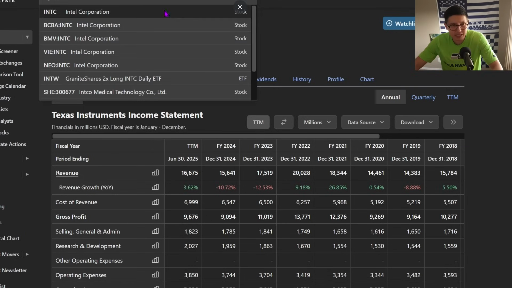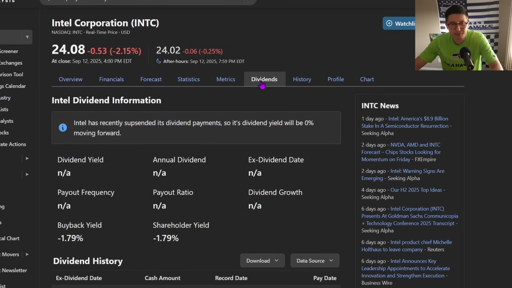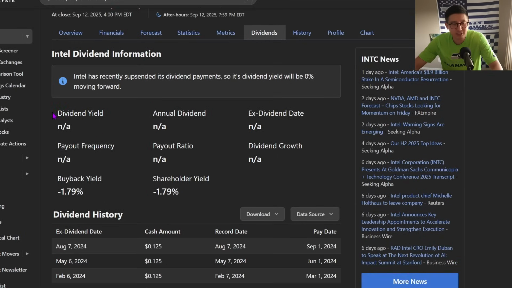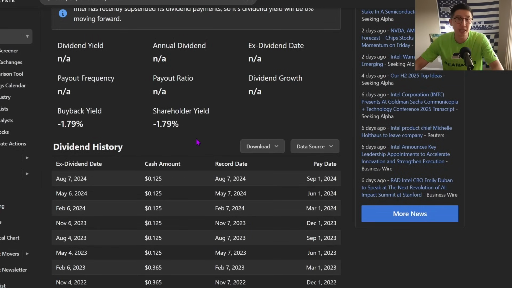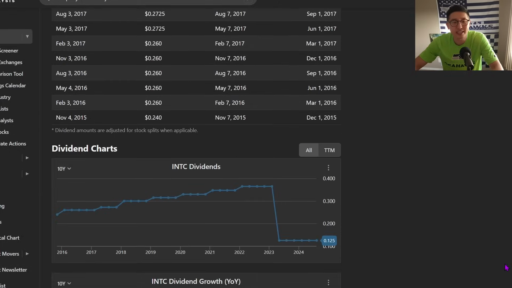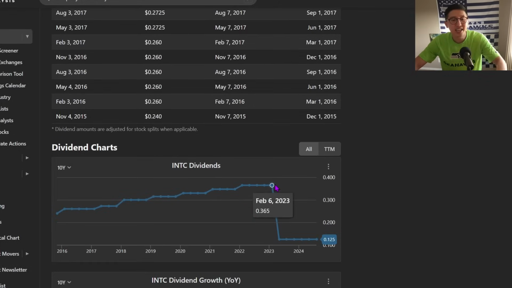And I say that because if we jump on over to Intel, this used to be a company that paid a dividend, but as you can see, their dividend profile says not available because in 2024, they paid out their last dividend per share to the shareholders of 12 cents. And after that, they cut it. They don't pay a dividend anymore, as you can see. They cut their dividend and then they just got rid of it altogether.